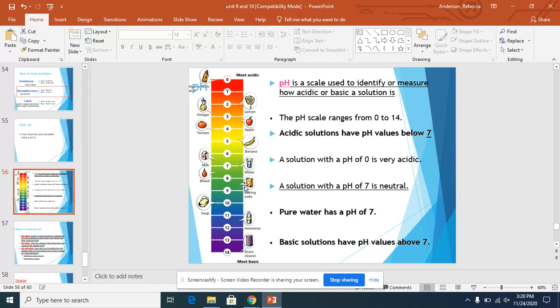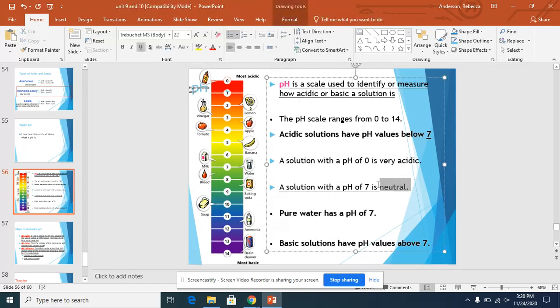So pH ranges from 1 to 14. We know acidic solutions have pH values below 7, and basic solutions have pH values above 7. I want you to also write down a solution with a pH of 7 is neutral. It's not an acid and it's not a base.